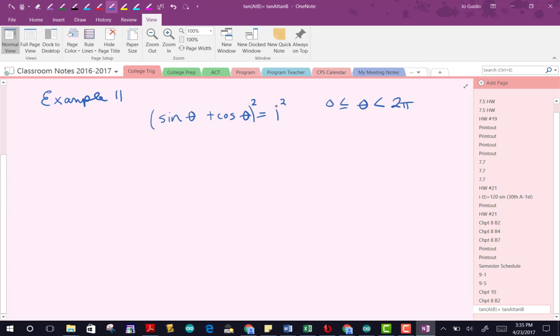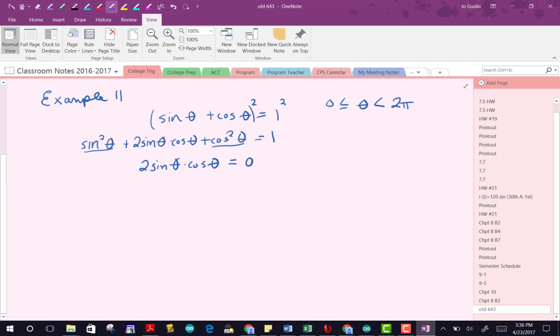And then I've got something times something equals 0. And we've been working with that forever. So I need the sine of theta to equal 0, or I need the cosine of theta to equal 0. So where does that happen in 0 to 2 pi? Sine is equal to 0 when our y-coordinate's equal to 0. So that happens at 0 and pi. And cosine of theta equals 0 when our x is equal to 0. So that happens at pi over 2 and at 3 pi over 2.